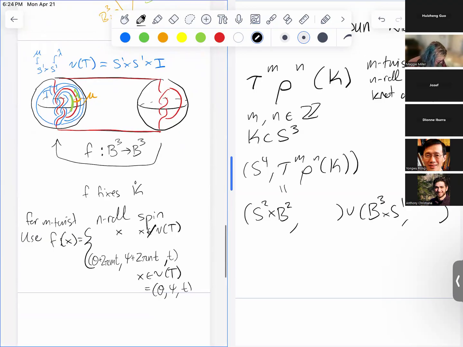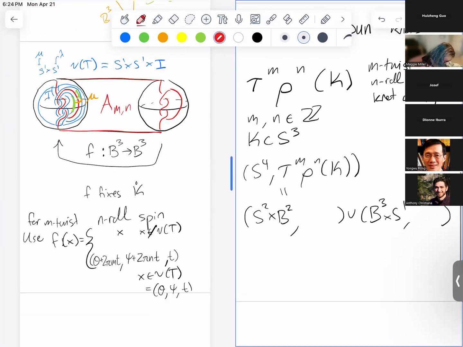Okay. Now, that map is isotopic to the identity, but not in the knot complement. In order to actually do the isotopy, I'd have to move the knot, reparameterize it, and also twist it, which I'm not allowed to do. So when I do this, I get just some other annulus. It's not isotopic to the one from before. So maybe I'll call this A, and it depended on M and N. It also depended on my knot K, but I won't write that.